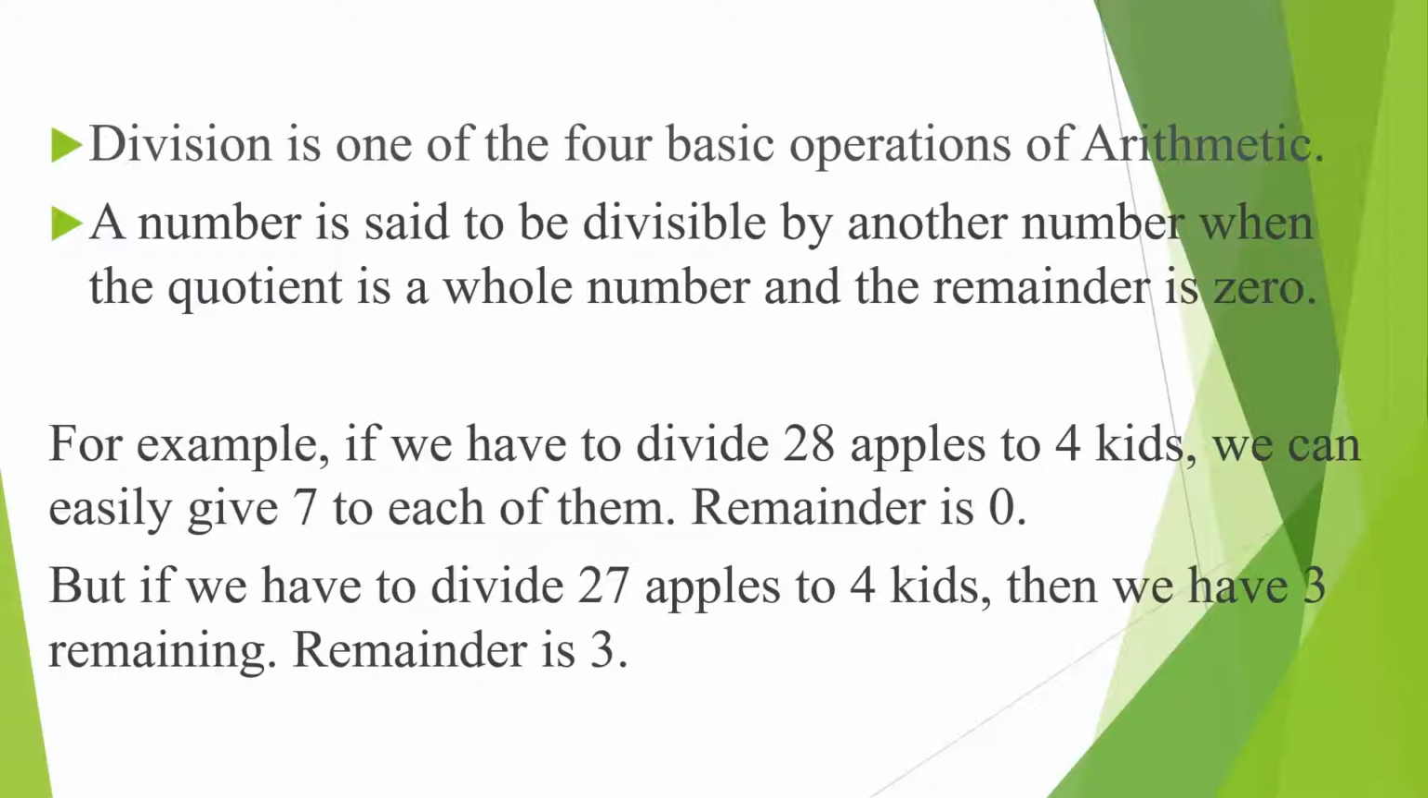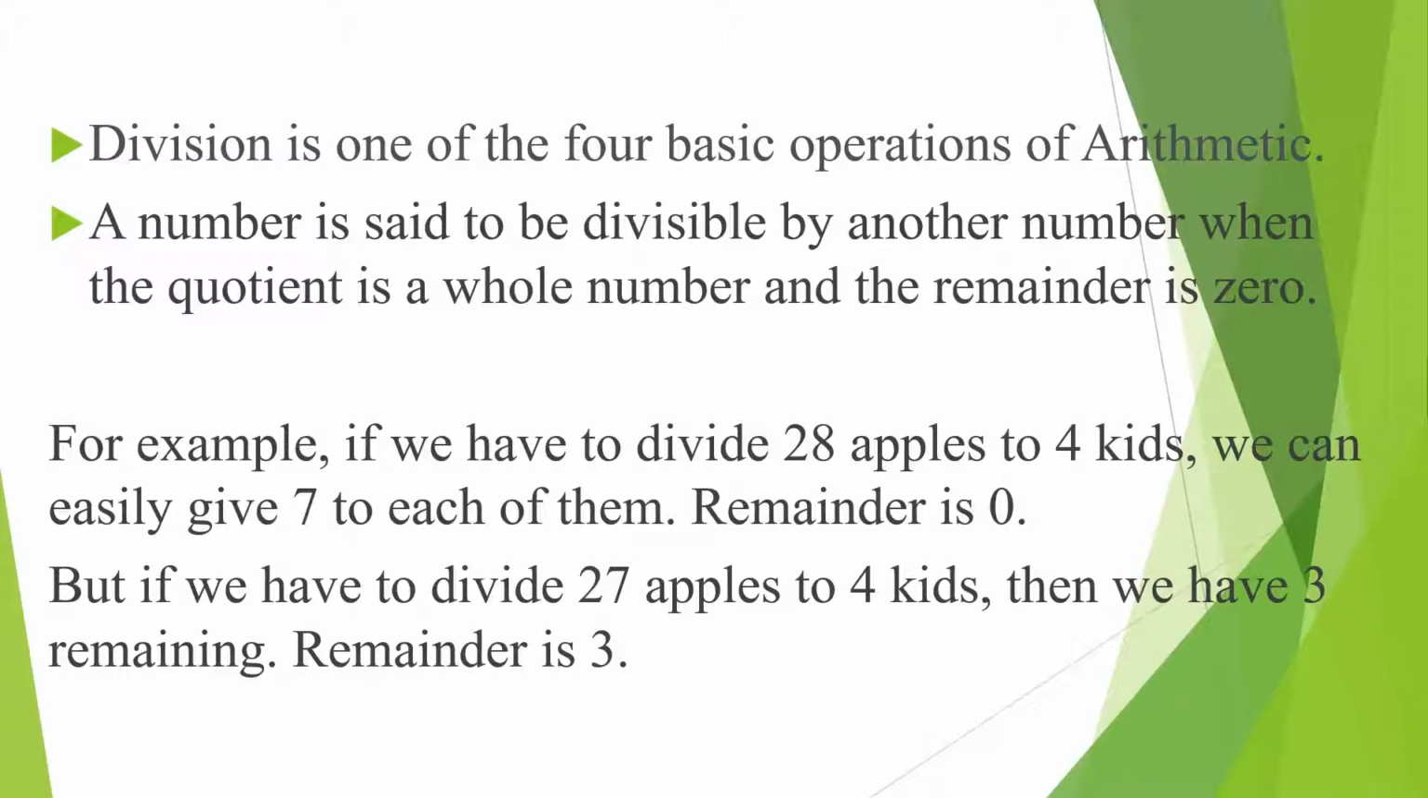A number is said to be divisible by another number when the quotient is a whole number and the remainder is 0. When the remainder is 0, then the number is divisible by another number. For example, if we have to divide 28 apples among 4 kids, then we can give each of them 7 apples. So the remainder will be 0. There are no apples left over.